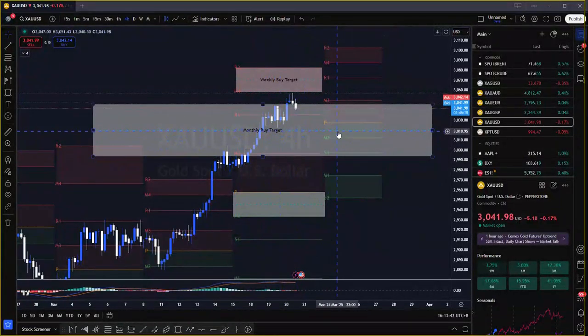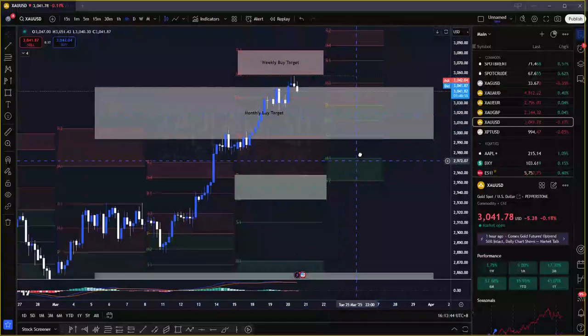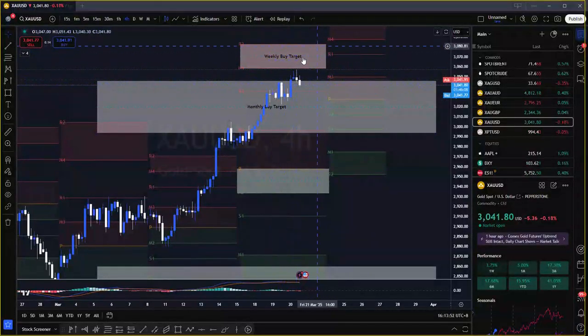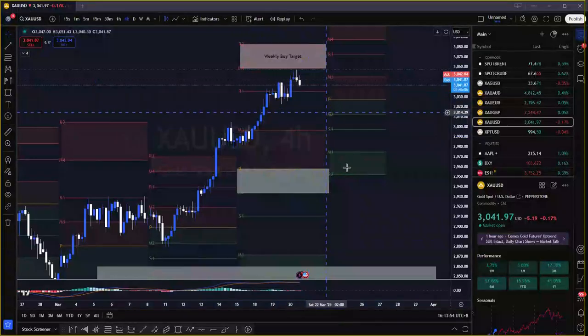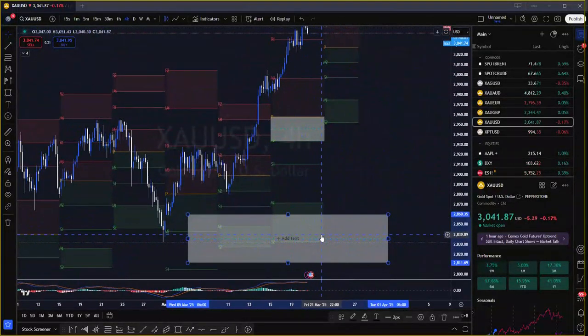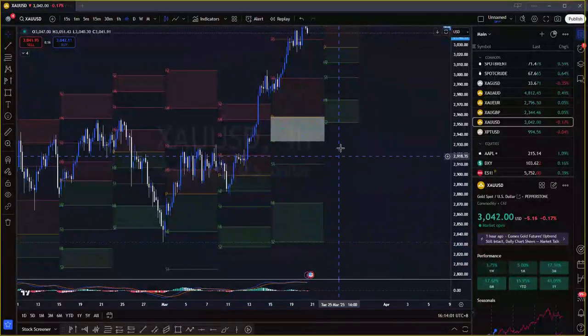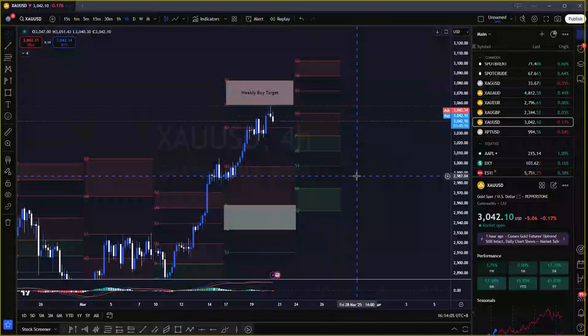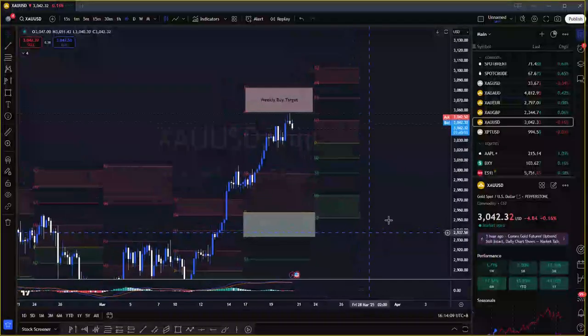Okay, so you can remove this monthly buy target. So as and when we hit this target, this is where you exit. Right now, anything above this level, we are all looking to scalp into the weekly buy target. Okay, so this you can remove because this was the monthly entry. And we are roughly about a week into the last week into March, so you can remove that.